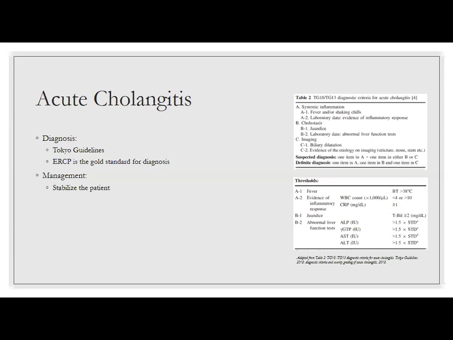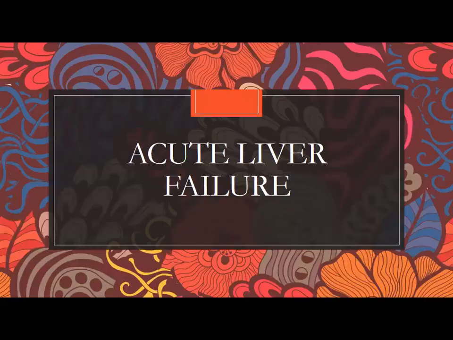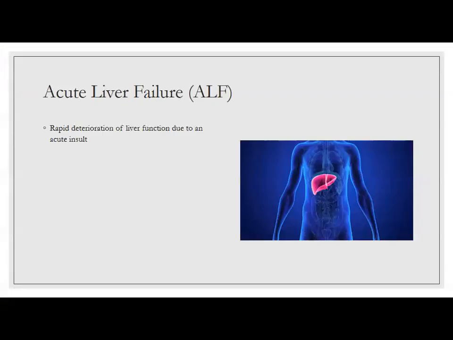Management starts with stabilizing the patient, IV fluids and antibiotics. And then you can consult GI therapeutics for biliary drainage. They can do like a sphincterotomy, stone removal, stent placement. If they have like strange anatomy like Roux-en-Y, you can do like EUS guided drainage, or perc chole, or surgical drainage. All right, so acute liver failure.